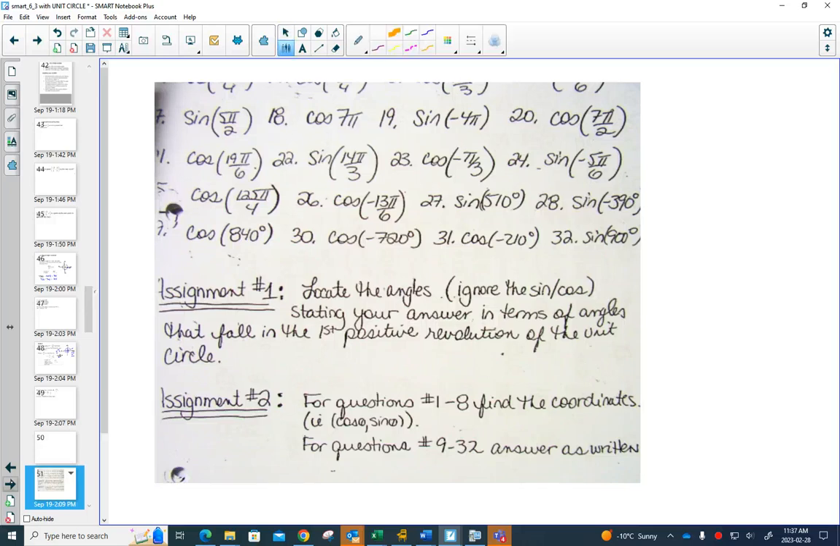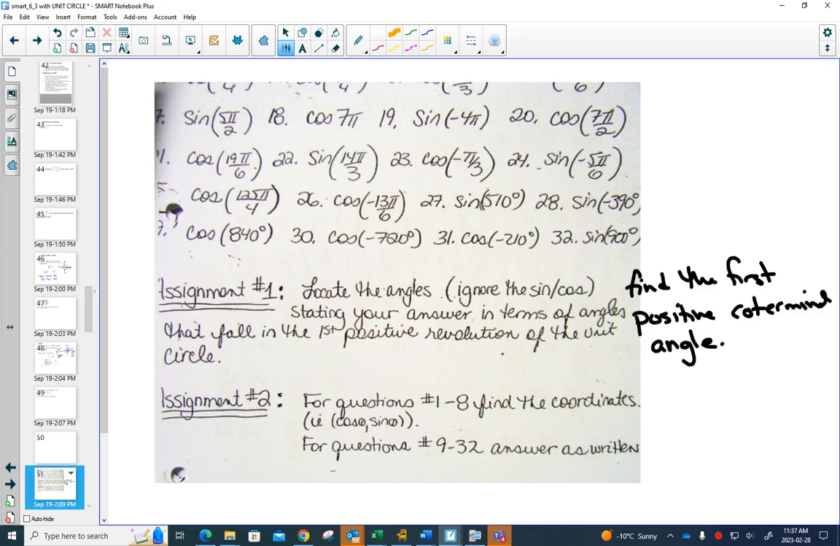So basically assignment 1, maybe not worded the best way, is finding the first positive coterminal angle. And we're going to do that by finding the reference angle and the quadrant. So it looks like this.